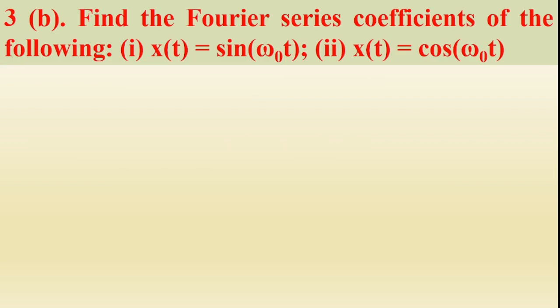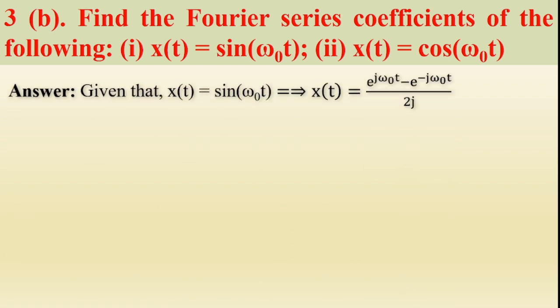Next, question number 3b. Find the Fourier series coefficients of the following. First bit, x of t is sine of omega naught t, and second bit, x of t is cos of omega naught t. First find out the Fourier series coefficients of the first bit. Given that the signal x of t is equal to sine of omega naught t.